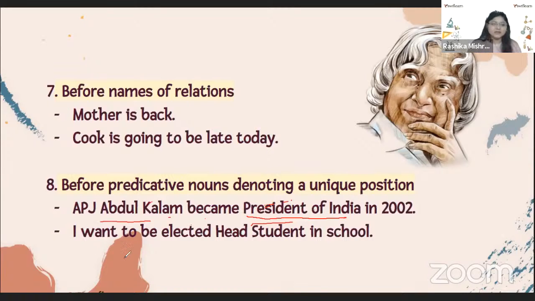And in the same way, I want to be elected head student. So I is a predicative noun, and head student is a unique position. So in such a case also we will not use any article.